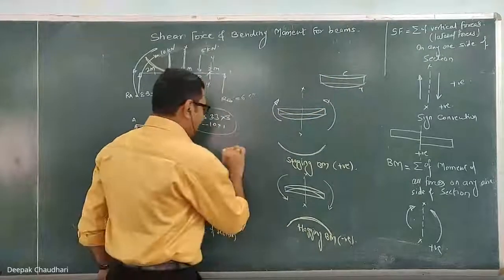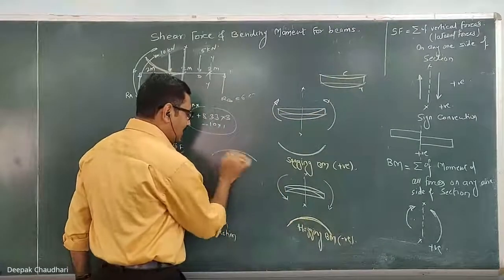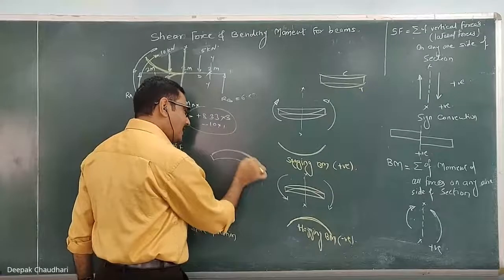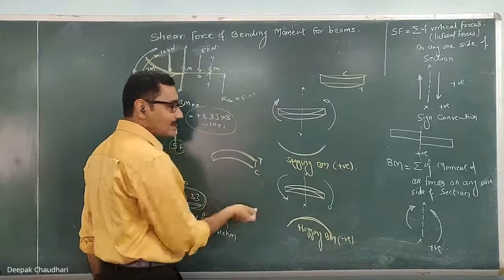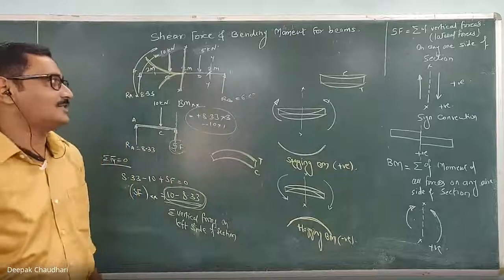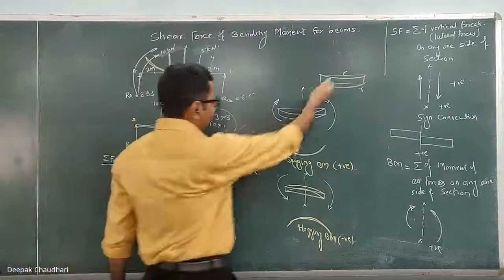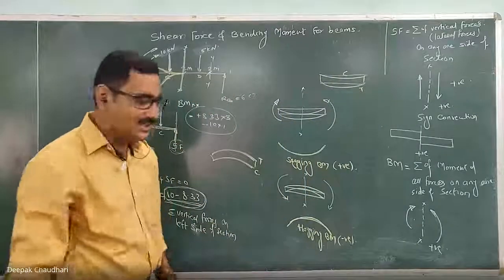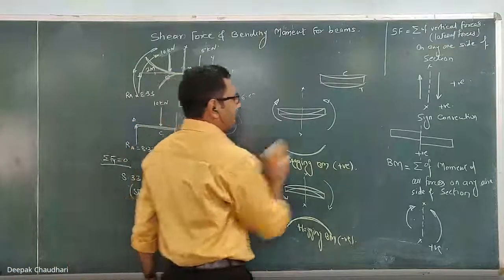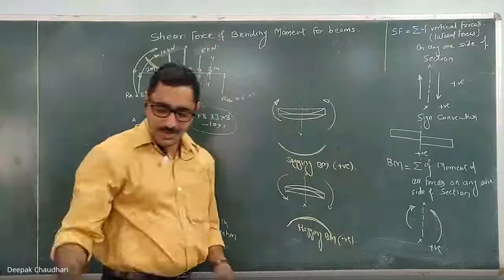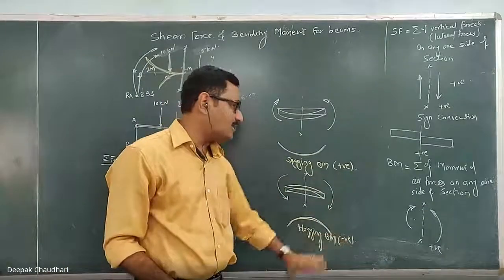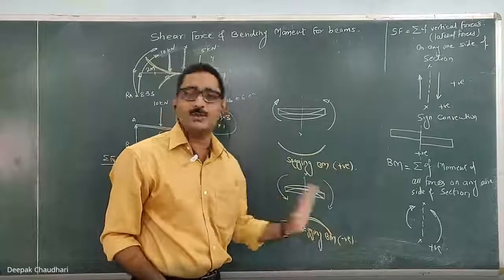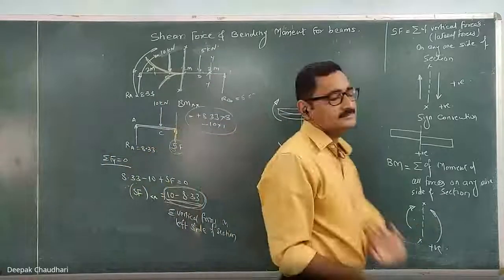Whereas when the beam is subjected to the hogging bending moment, the upper layer is in tension and the lower layer is in compression. I hope that you must have understood this. We will study this in detail later when we study the bending stresses. But at present, you have to remember this sagging bending moment and hogging bending moment. Sagging is positive, hogging is negative, and you have to practice this only.